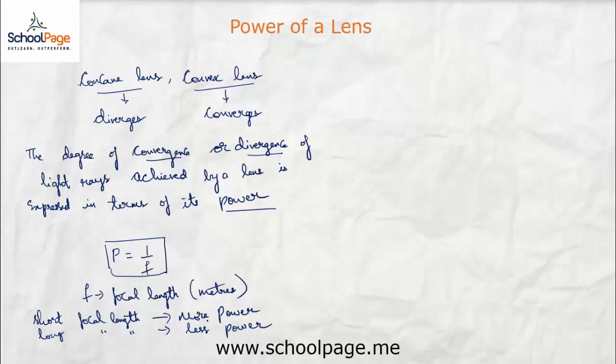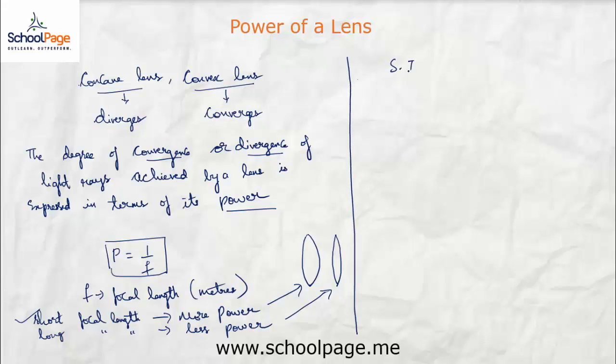So a more powerful lens is the one that bends the light rays more and has a short focal length. That is, a thick lens has short focal length and more power, whereas a thin lens has long focal length and less power.